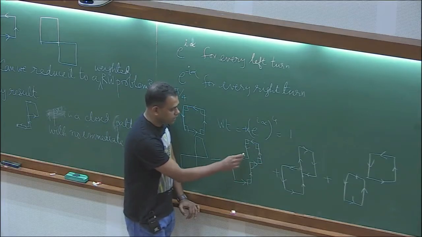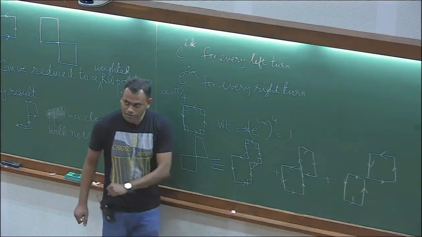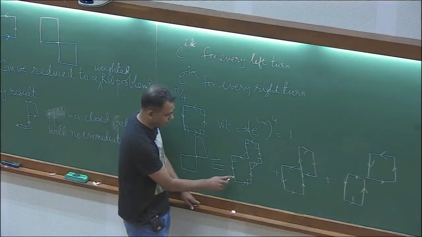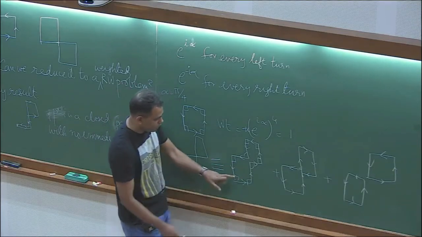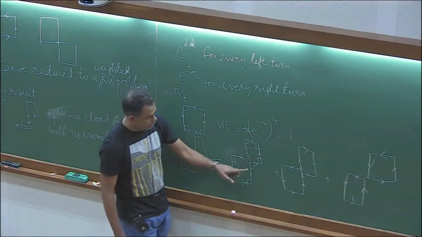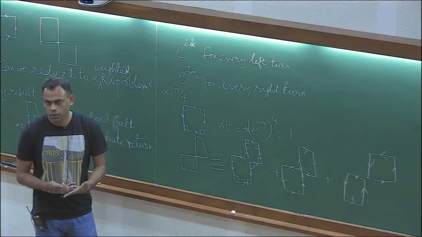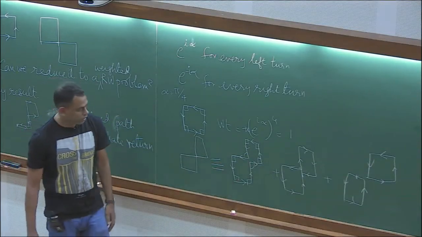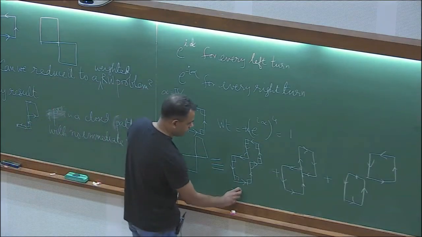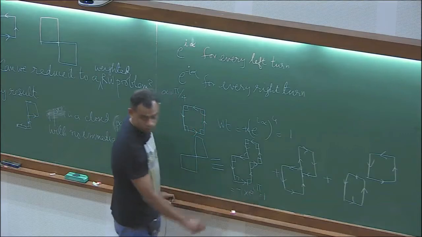This is one more left turn or right turn? Left turn. This is a right turn. This, I'm going like this, left turn. And the final one is also a left turn. So 1, 2, 3, 4, 5, 6 left turns, and 2 right turns. So overall, e to the power i alpha to the power 4. So this comes with the sign -1 into e to the power i pi, which is 1.